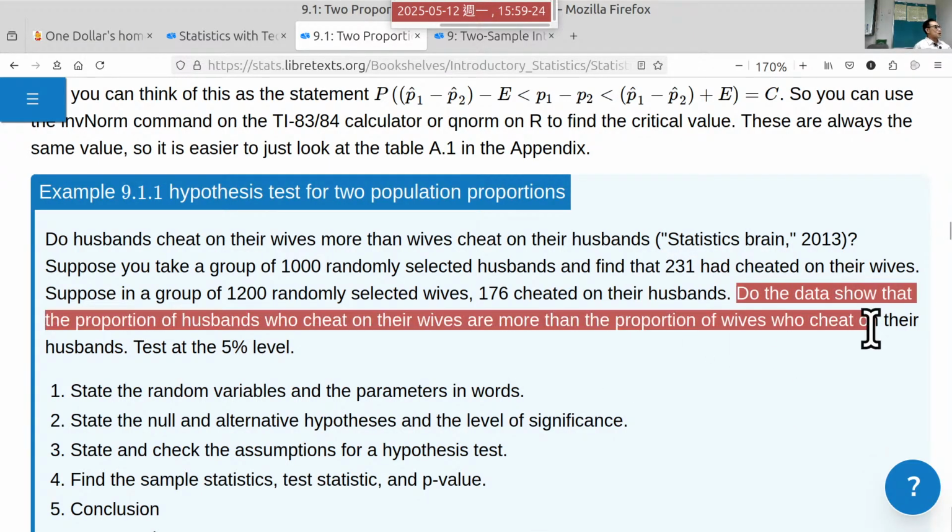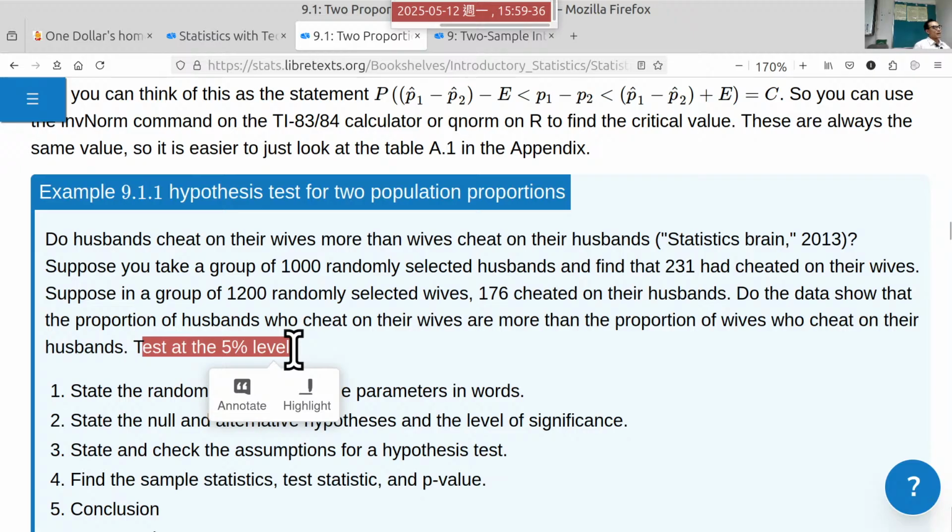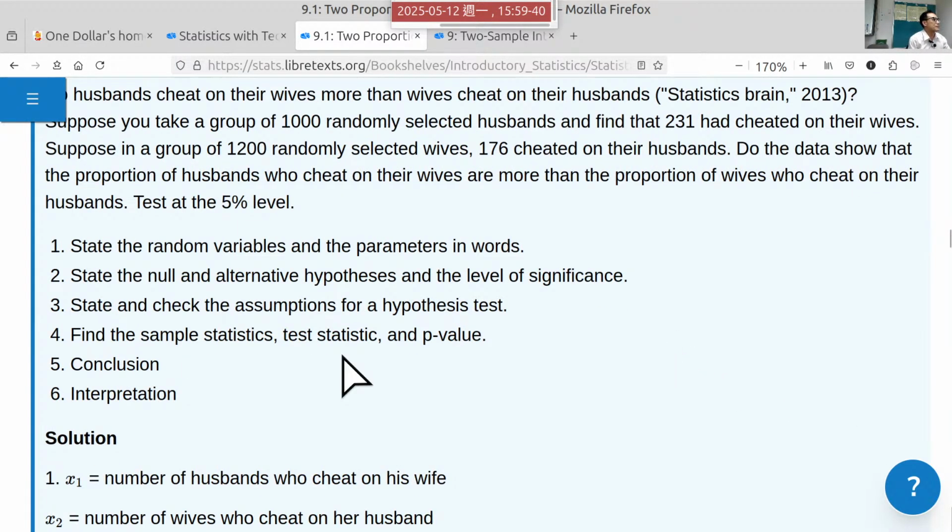Do the data show the proportion of husbands who cheat on their wives is more than the proportion of wives who cheat on their husbands? Test at 5% level. Let me explain this. First, state the random variables.